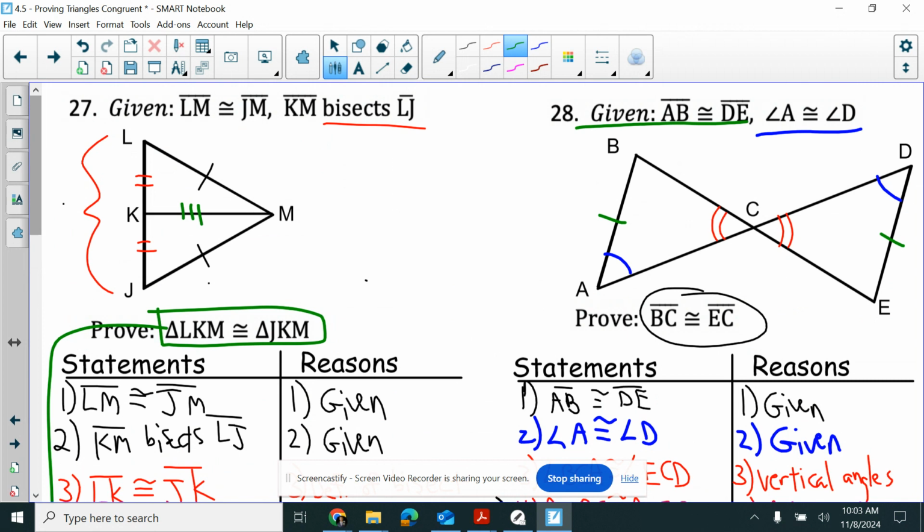Once you have the triangles congruent, that might be the last step, or you might have one more step after that where you would have to do CPCTC. So those are 2 common situations. We went over the bisector, we went over the shared side, we went over vertical angles.